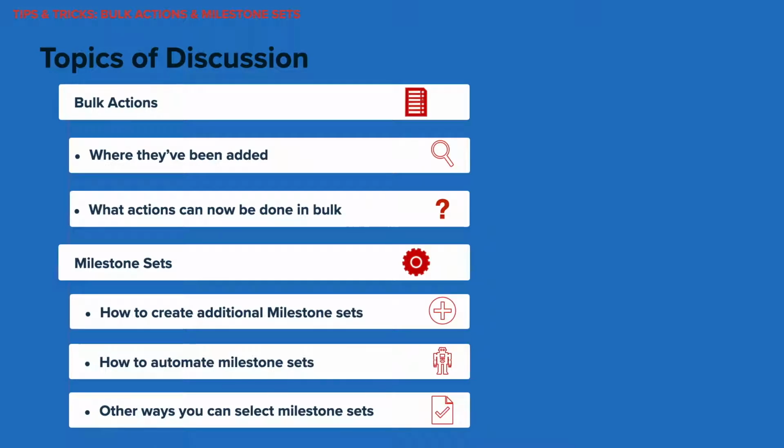All right, now for the topics of discussion today, we're going to first begin with bulk actions. We're going to show you where they've been added, and then, of course, what actions can now be done in bulk. And then the second part of the webinar, we're going to talk about the milestone sets. So how to create additional milestone sets, how to automate the milestone sets through the use of business rules, and other ways that you can select milestone sets and show you the other functionality as well.